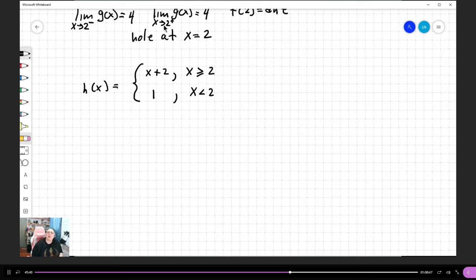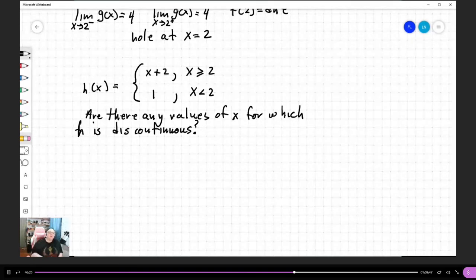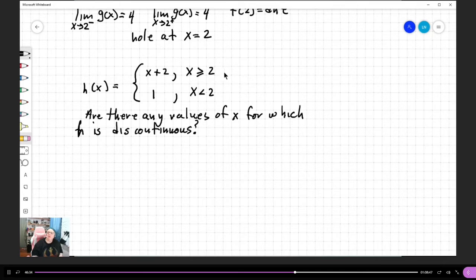All right, so if you're asked, again, are there any values of x for which h is discontinuous? Okay. Now, when you see a piecewise function like this, and this is very common, and you're asked to find any discontinuities, those discontinuities are going to happen, if they happen, at the breakpoint. So I'm going to look up here and say, what's the breakpoint? Well, the breakpoint is x is 2, right? That's where I go from this function to this function.